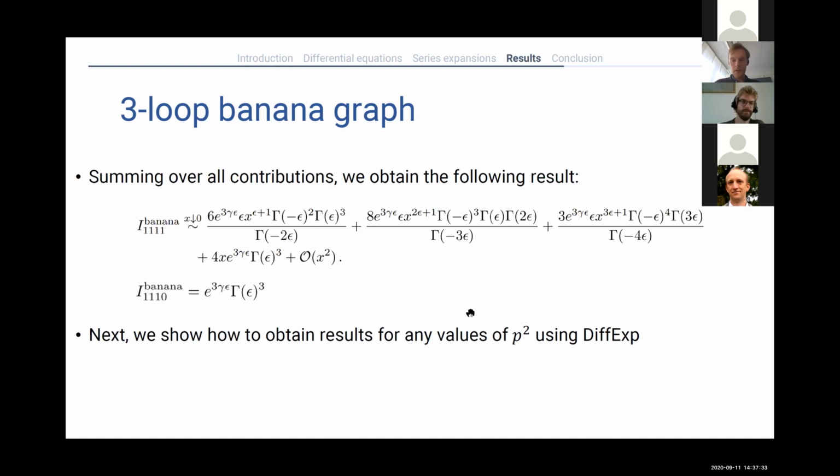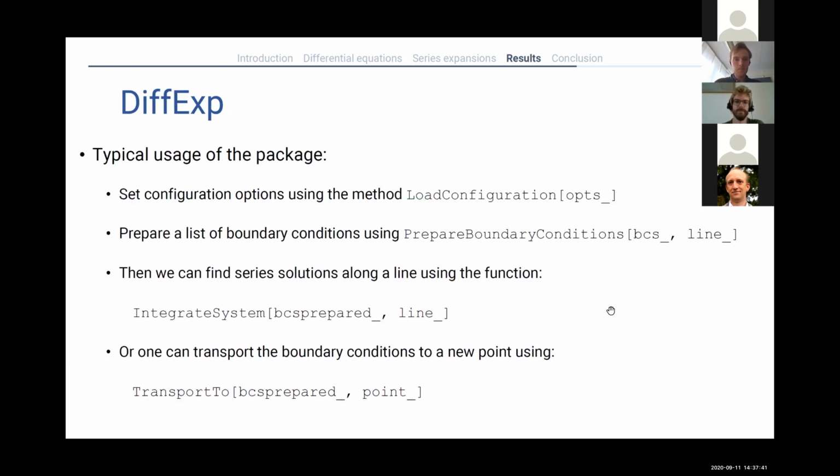And then, so next I will show how you can take this boundary point and then obtain results for any values of p squared using this package. So, well, the typical way that you use the package is you'll load some configuration. So you'll tell the package where the matrices are, and you'll say what is the working position, etc. Then you'll prepare the boundary conditions into a format that the package can use. And then there's two functions. One is called integrate system, and it just gives you the series solution. And the other function is called transport to, and it takes some set of boundary conditions and transports them anywhere else. And this also does automatically the analytic continuation.